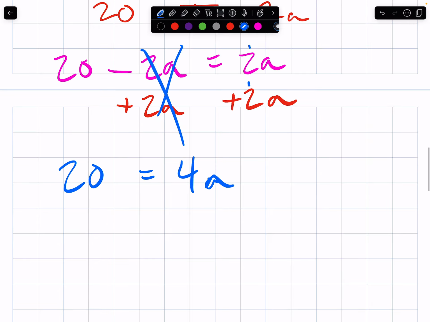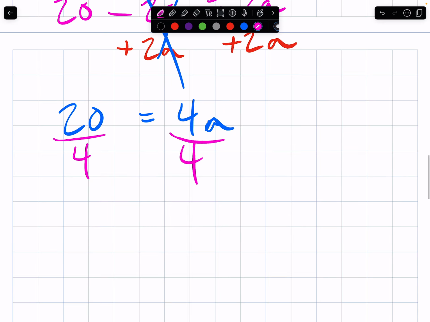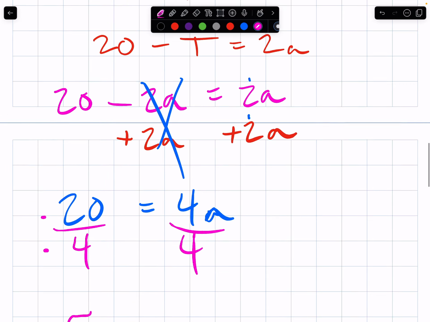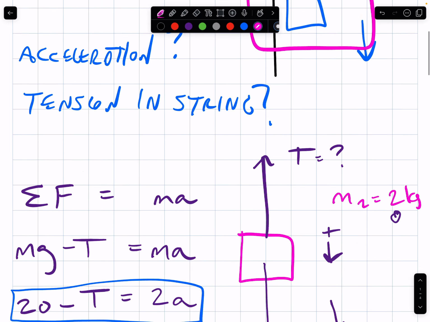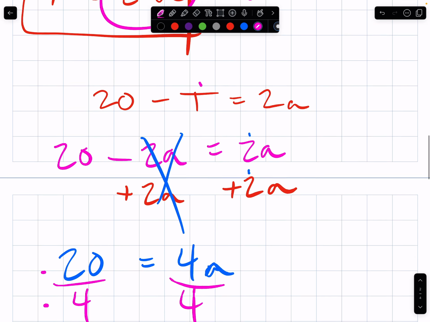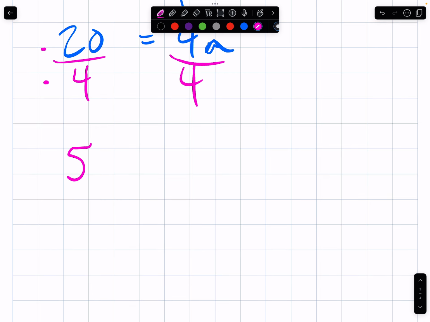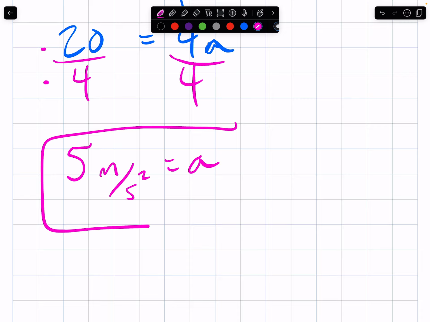And now to solve for A, divide both sides by 4. 20 divided by 4 is 5. And I've been completely sloppy here by not including the dimensions, the units. I apologize. But it's acceleration, and the units of acceleration are meters per second squared. And so there you go. The acceleration of both of those blocks is 5 meters per second squared.